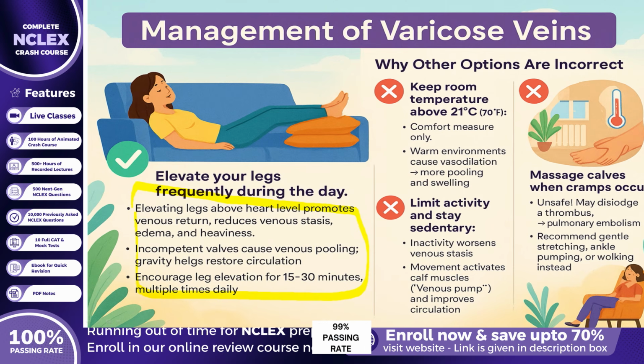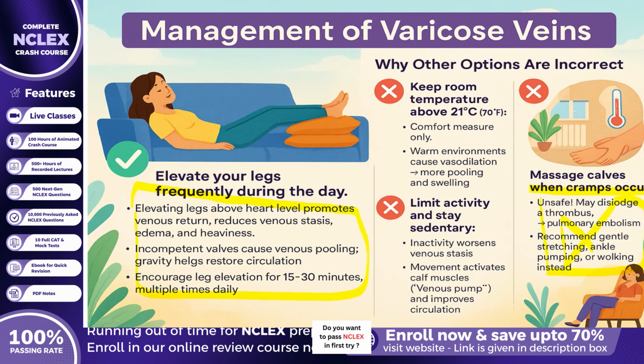Let us now take a closer look at option C, massage your calves whenever leg cramps occur. While this may seem like a soothing practice, it is actually unsafe for clients with varicose veins. Massaging the calves can dislodge an existing thrombus formed due to sluggish blood flow, which can travel to the lungs and cause a pulmonary embolism, a potentially fatal complication. Safer alternatives include gentle stretching, ankle pumping, or walking to activate the calf muscles and promote venous return naturally.